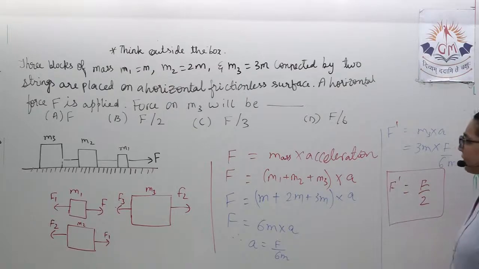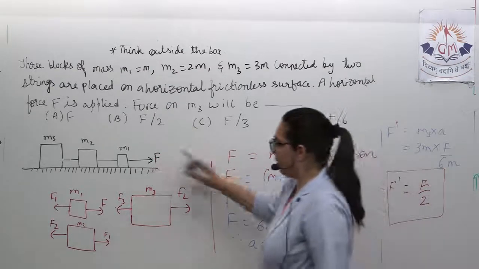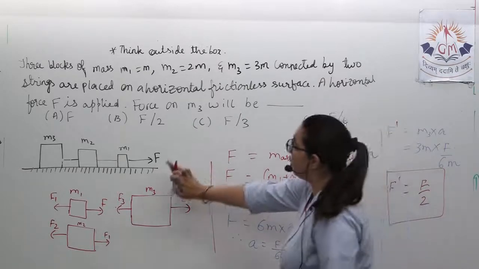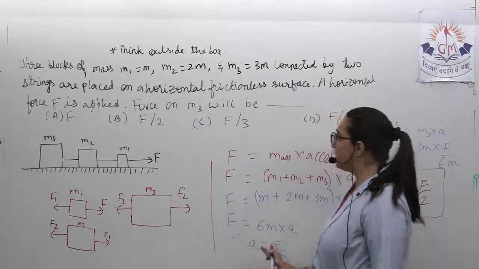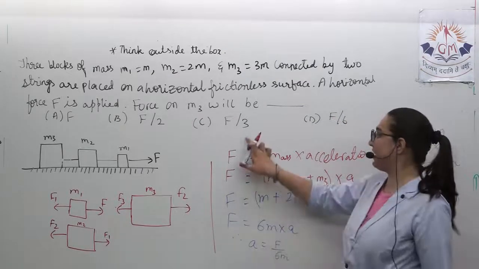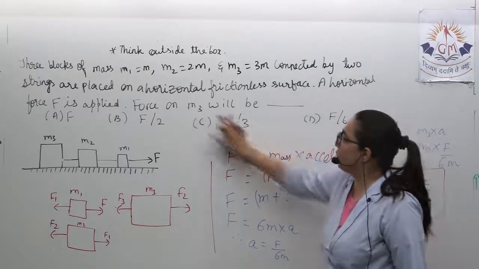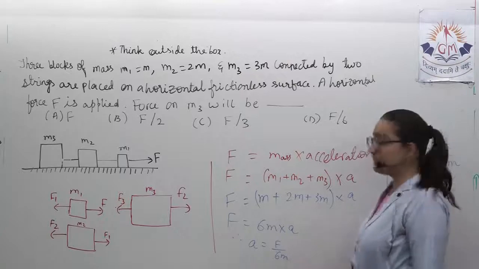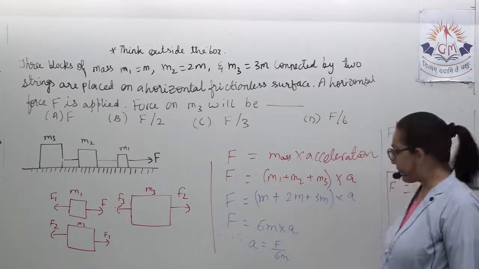That means, because the acceleration is F by 6m, if it is m2, what would have been the answer? 2m into F by 6m, that is F by 3. So if m2 is ours, then it will be F by 3. If m1 is ours, then it is F by 6.